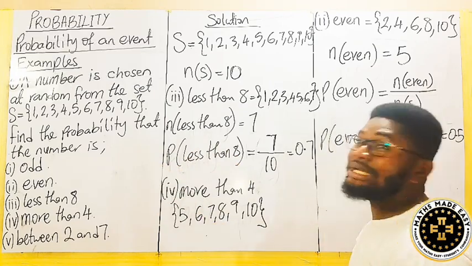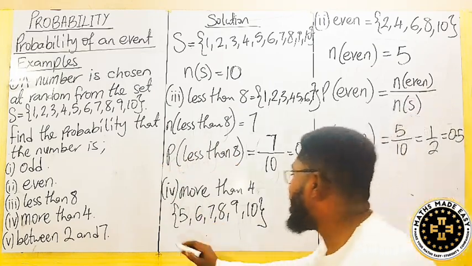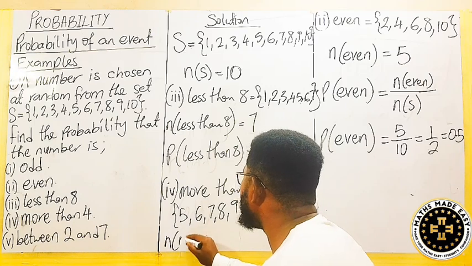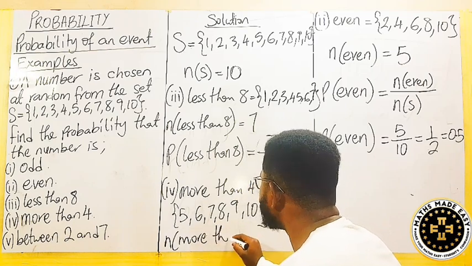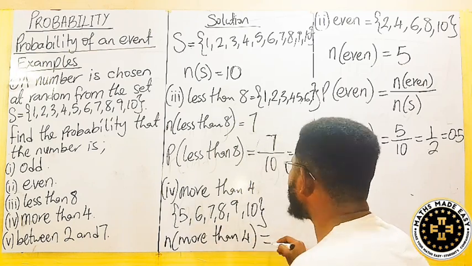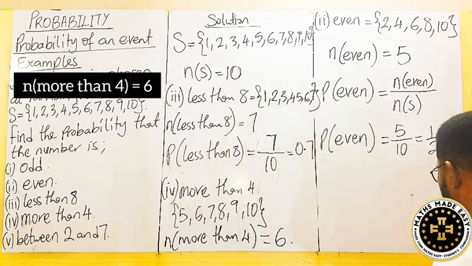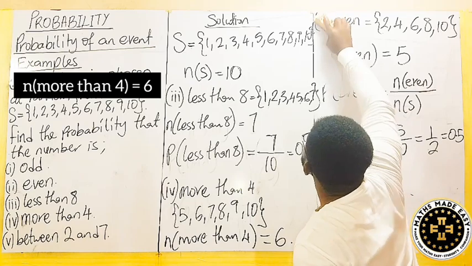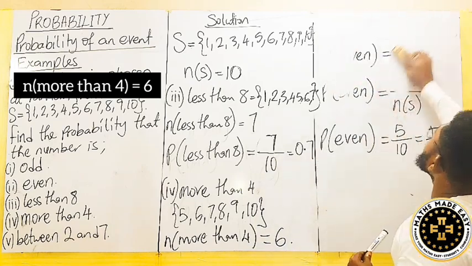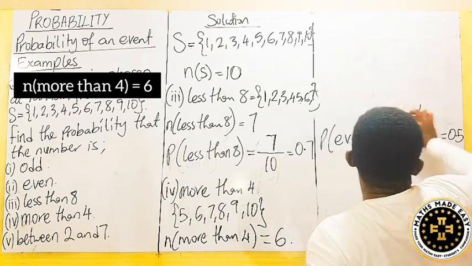Numbers more than 4, they are many. So let's see the number. The number of values more than 4 becomes how many? 1, 2, 3, 4, 5, 6. Six of them are more than 4. Now let's get a probability. Let me clean this and get a probability.